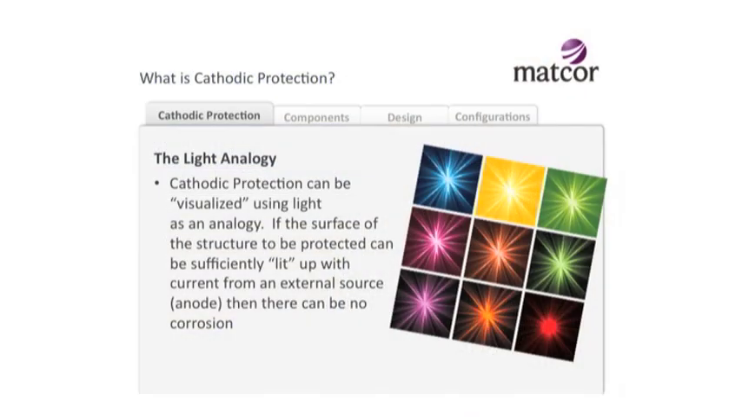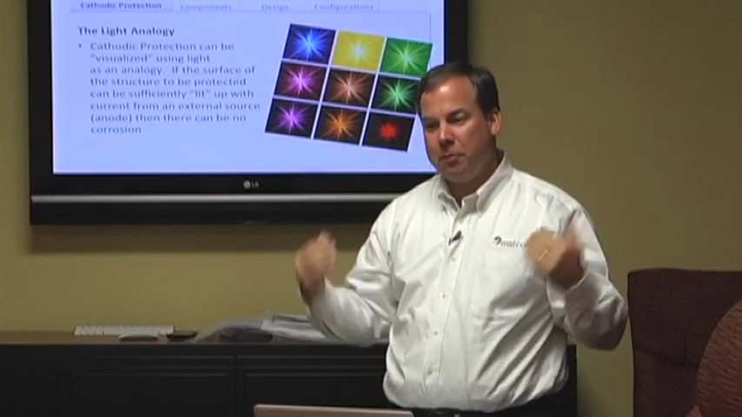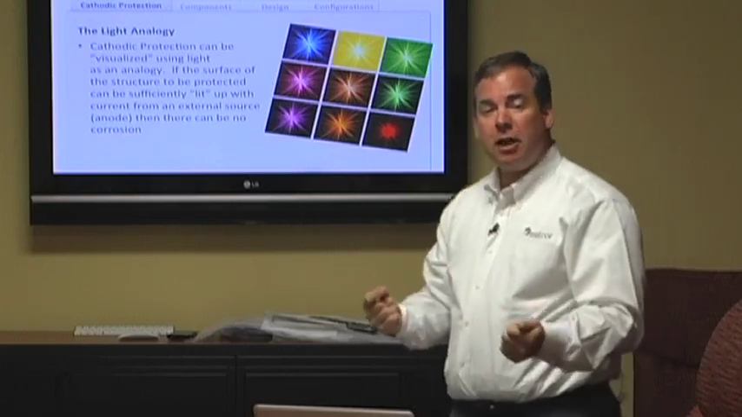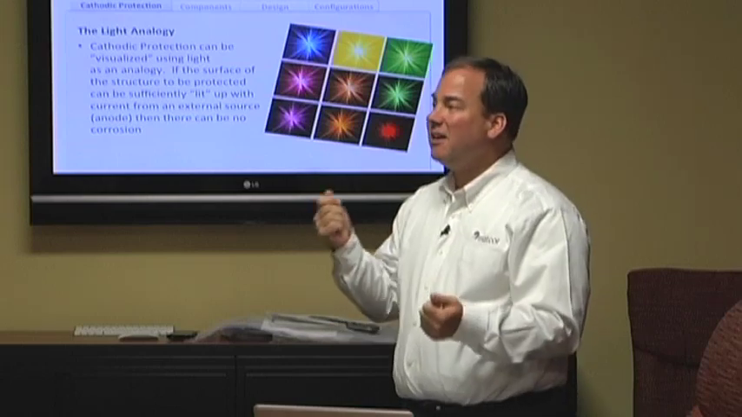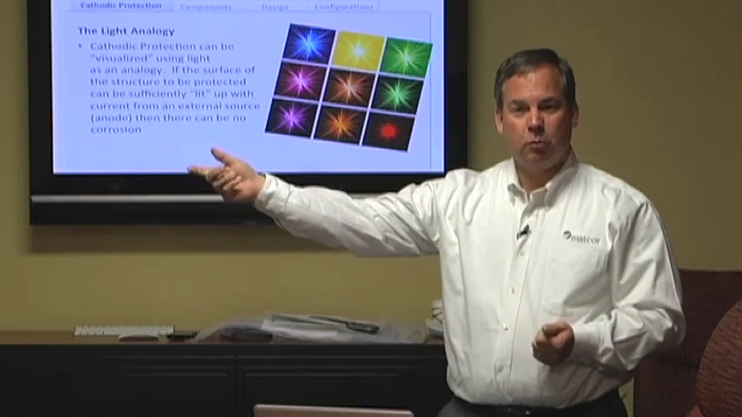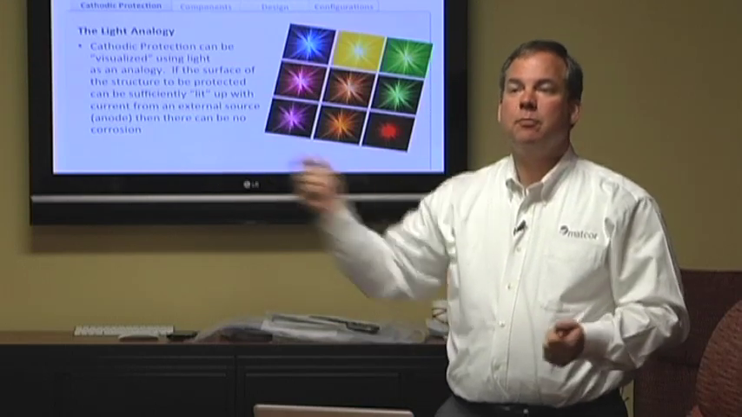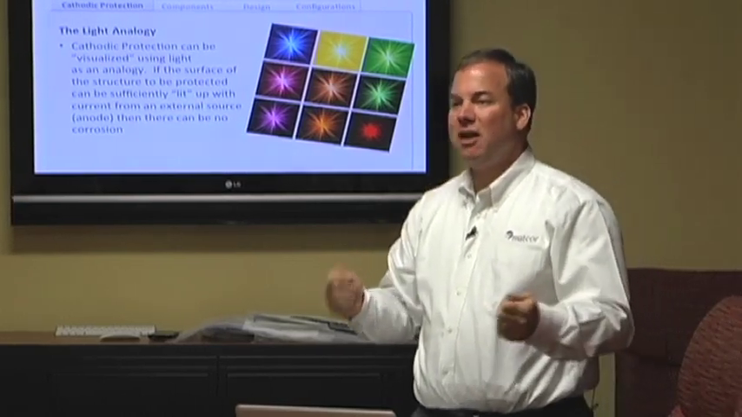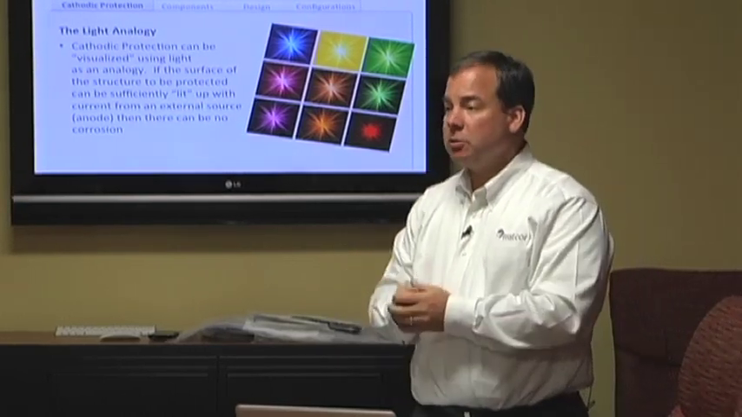And talking about light, that brings me to my next analogy. A lot of people have a really hard time visualizing electricity. You can't really see it, okay? And so electrical discussions, it's hard for people to conceptualize. It's hard for me to conceptualize sometimes. So I like to use analogies. And the first analogy I like to use is light. If I can light up the surface of a structure with current, I can stop it from corroding. Okay, so a lot of times when I think about cathodic protection, I think of how do I light up the structure? And my anodes are my light source.